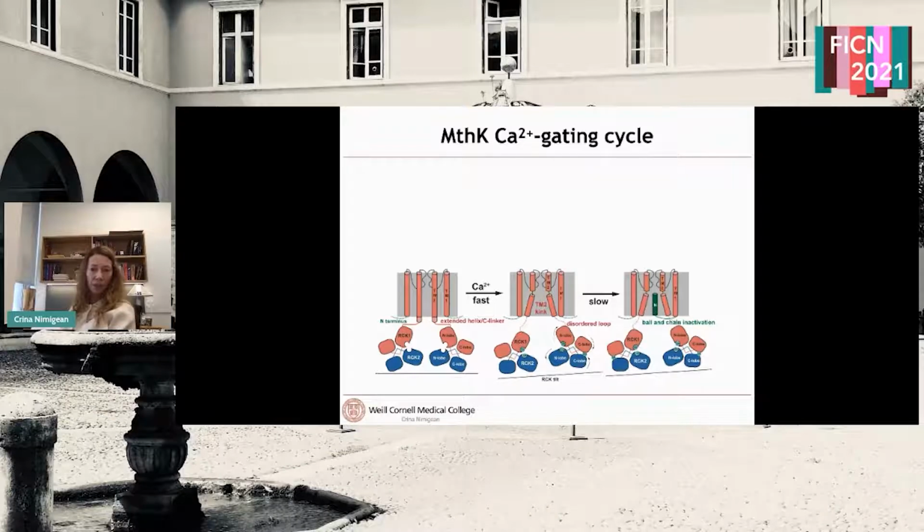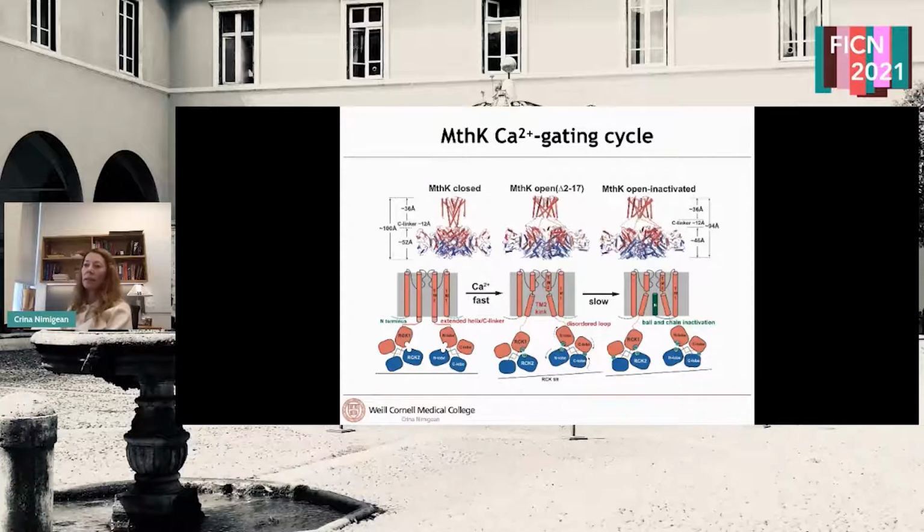So just quickly, I believe I'm out of time. Just quickly to summarize, this is the summary slide. What we've determined here are the key conformational states in the MTHK calcium gating cycle. So in the absence of calcium, the channel is closed. It's closed at the bottom. The RCK gating ring is in an apo resting state, and as I said, the channel is closed here.